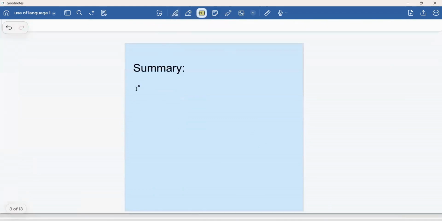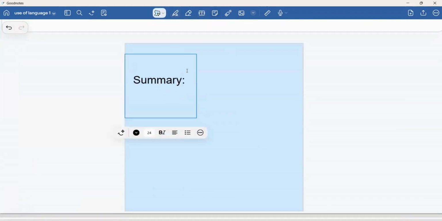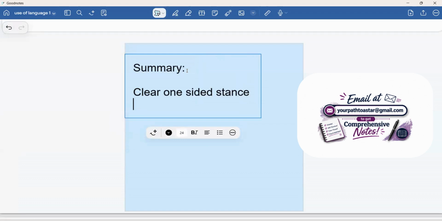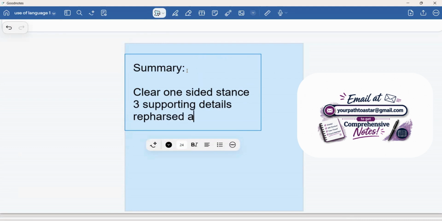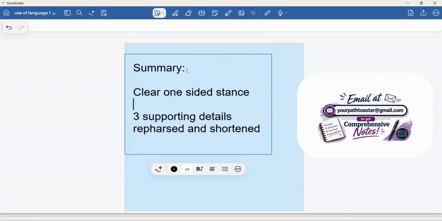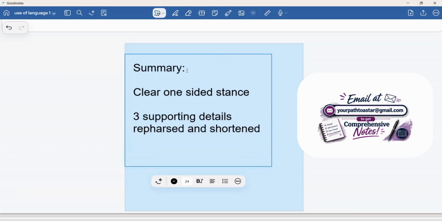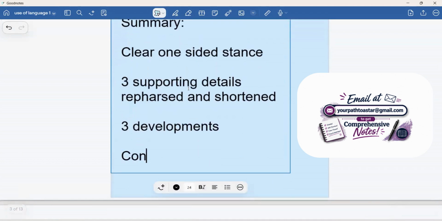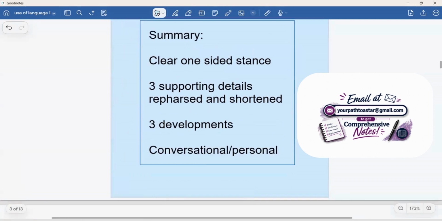So let's look at the summary now. What is the summary? First of all, a clear, one-sided stance. Then three supporting details, rephrased and shortened. Lastly, in the end, you can add three developments. And if you talk about the tone, then the tone has to be very conversational and personal. So this is the summary.